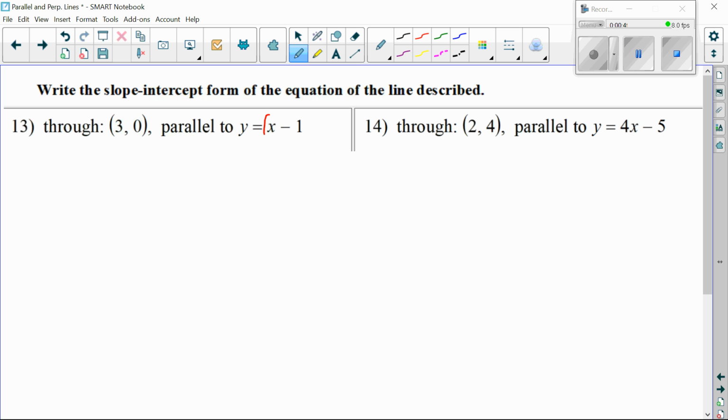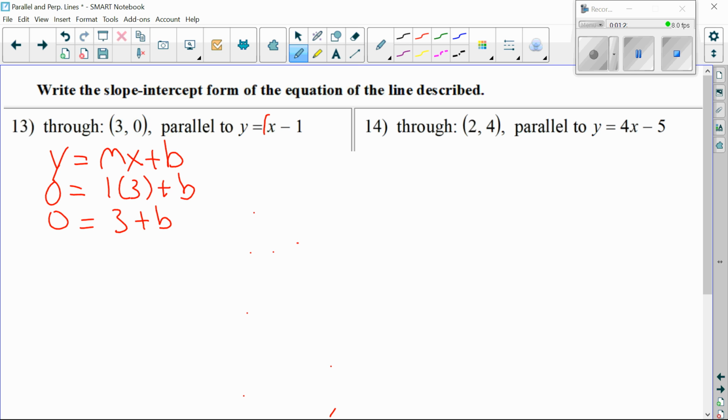So all we're going to do is start off with y is equal to mx plus b. And we're going to go ahead and plug in everything we have except for b. So we'll plug in 0 for y, plug in the slope, which is 1, and plug in our x, which is 3, plus b. 1 times 3 is going to be 3 plus b. Bring down the 0. And we're going to subtract 3 on both sides so we can get the b by itself. So we have negative 3 is equal to b.